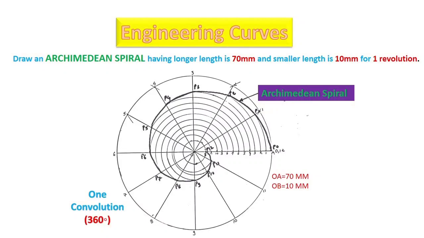Students, in this video we will learn how to construct an Archimedean spiral. In a given problem, the longer length is given as 70 mm and the smaller length is given as 10 mm, and we need to construct it for one revolution, meaning one convolution, 360 degrees. Let's see the construction step by step.